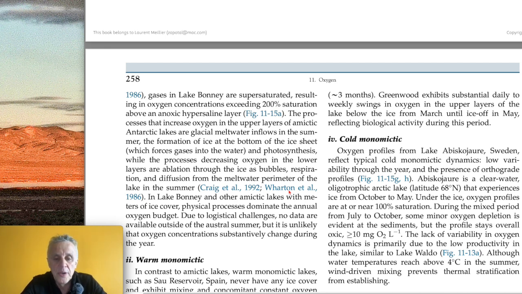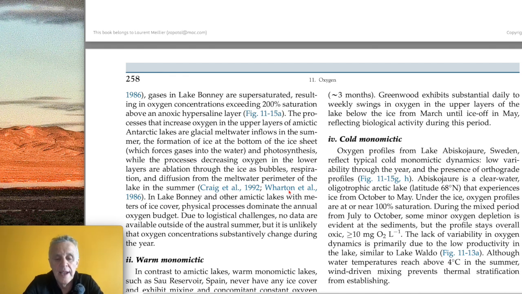The processes that increase oxygen in the upper layers of amictic Antarctic lakes are glacial meltwater inflows in the summer, the formation of ice at the bottom of the ice sheet, which forces gases into the water, and photosynthesis, while the processes decreasing oxygen in the lower layers are ablation through the ice as bubbles, respiration, and diffusion from the meltwater perimeter of the lake in the summer.